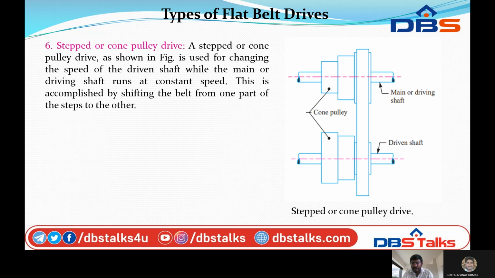This type of pulleys is used in lathes and also in vehicles. By changing the gears, the pulleys will rotate at different speeds. So we can see the diagram. It has two arrangements, the top pulley and the bottom pulley. This is the main driving shaft. These two are cone pulleys.